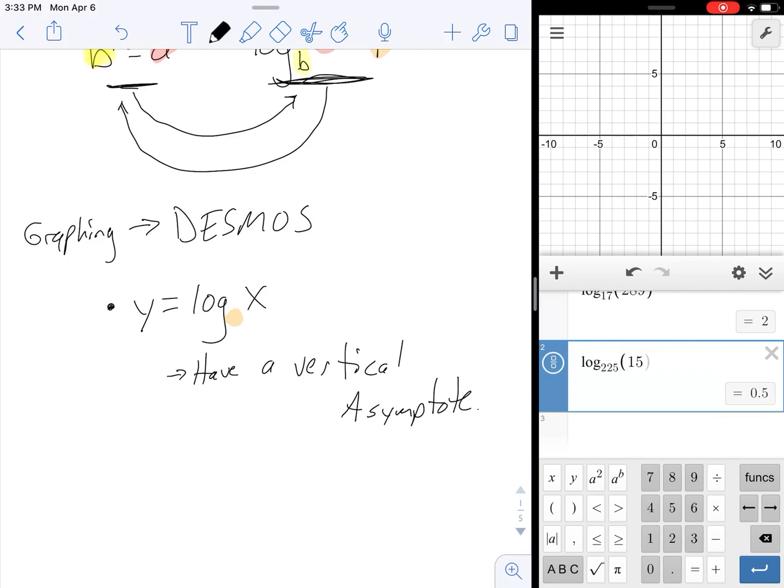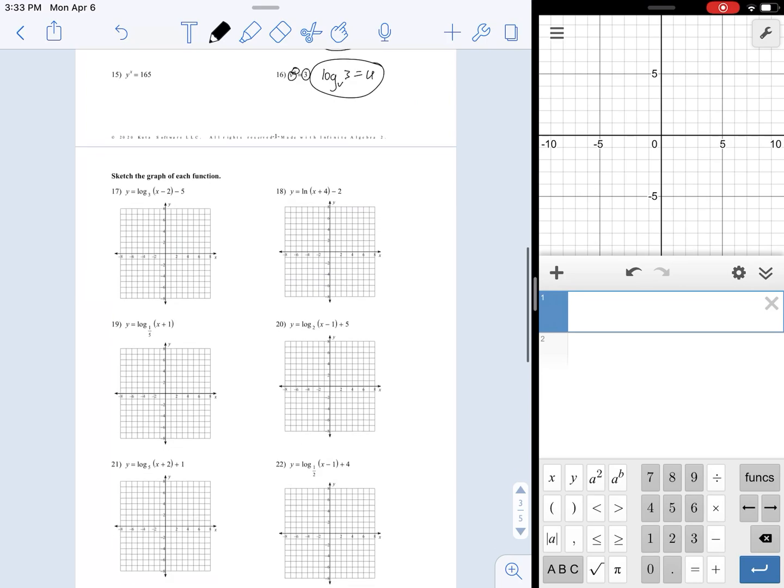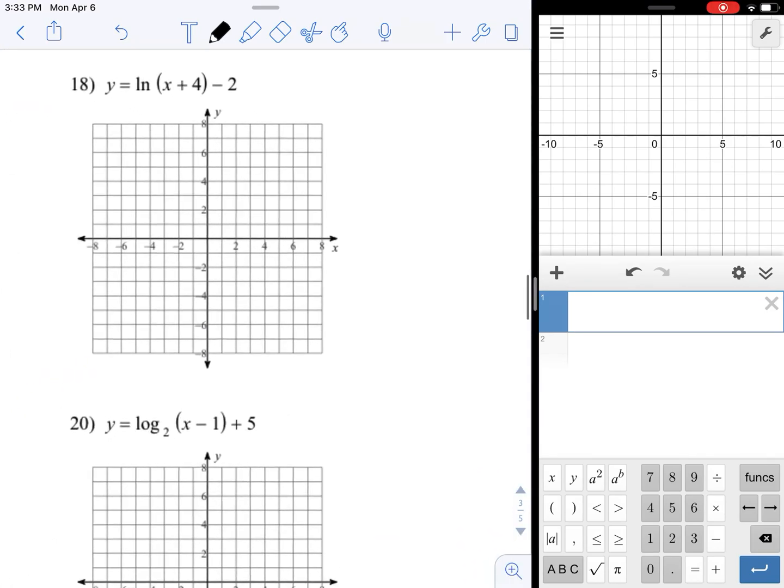So again, an asymptote, it's like an imaginary line. It's not really part of the graph. I usually draw them as dotted lines. And it's a line that the graph gets really, really close to without ever touching or usually crossing. So as we go through and graph these, you can expect every single one to have a vertical asymptote.